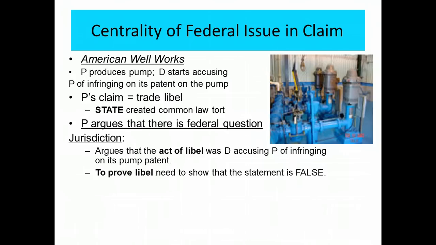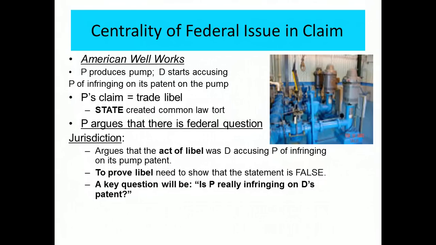So to prove that this is libel, we're going to have to show that the statement is false. In other words, we're going to have to show or resolve, is the plaintiff really infringing on the defendant's patent? Because if plaintiff is really infringing on the defendant's patent, then the statement is true and you don't have a libel claim. But if in fact plaintiff is not infringing on defendant's patent, then plaintiff has a valid claim for libel. At least can prove this element of libel.